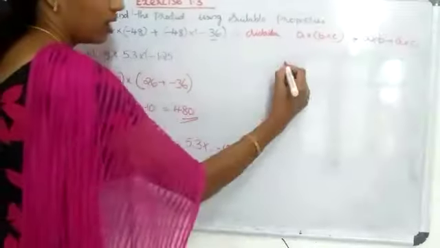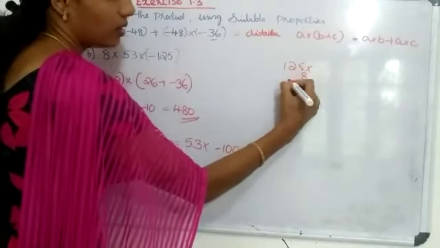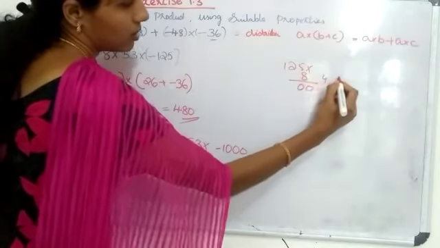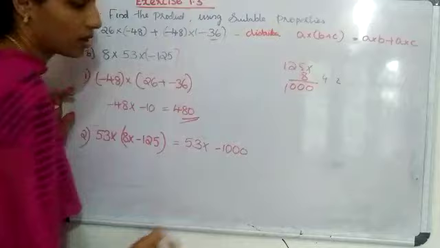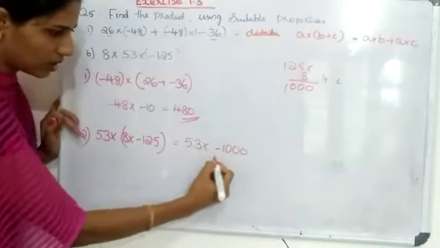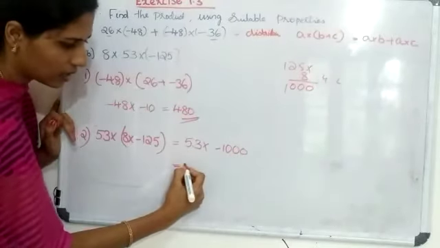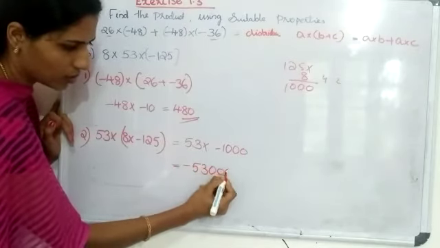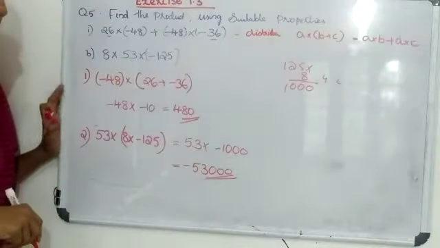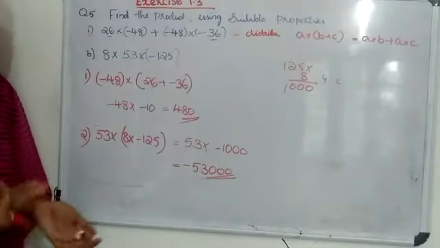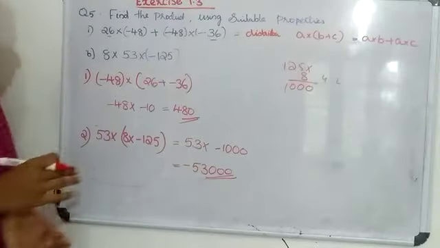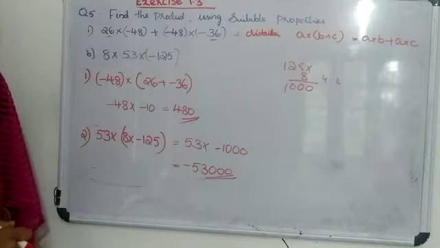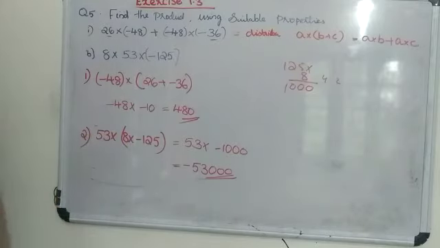We'll check. 125 into 8, 8 5s are 40, so it is 1000. So it is negative 1000. So 53 into negative 1000 is negative 53,000. Okay. So the same way you can do the remaining 6 problems. You just read the question and apply the proper properties. Then find out the products. Okay. Is it clear?